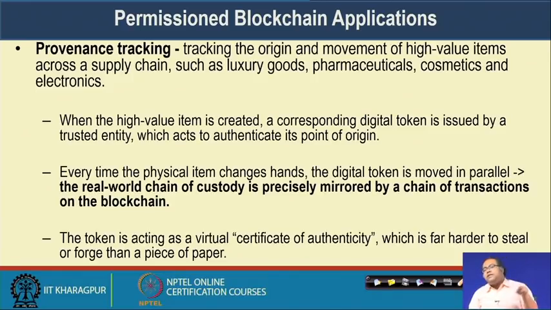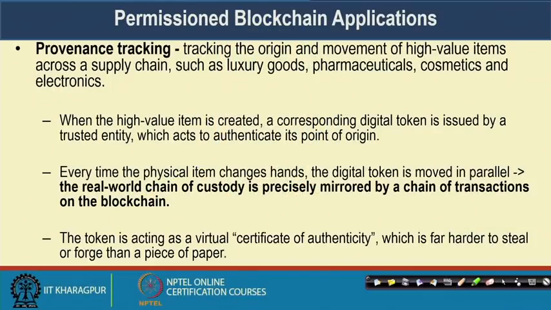And because the information has been stored inside the blockchain, no one will be able to deny it later on that he or she has not actually received that particular asset, or has not forwarded the asset to another party. So, this token is acting like a certificate of authenticity, which is far harder to steal or forge than a piece of paper. If you are writing something on a piece of paper, it is easier to forge compared to putting it inside a blockchain.